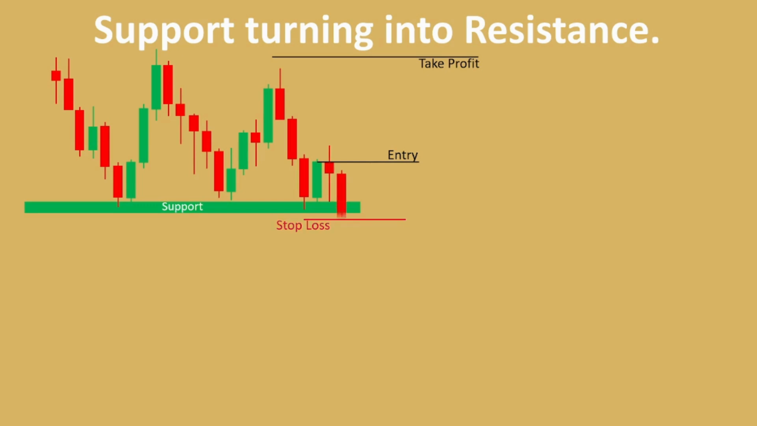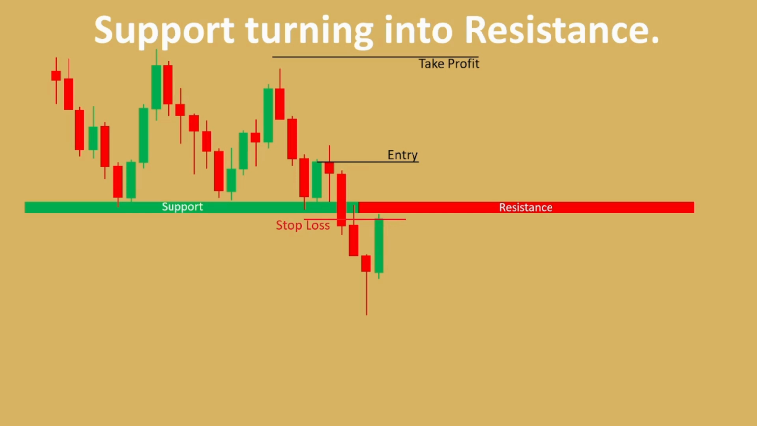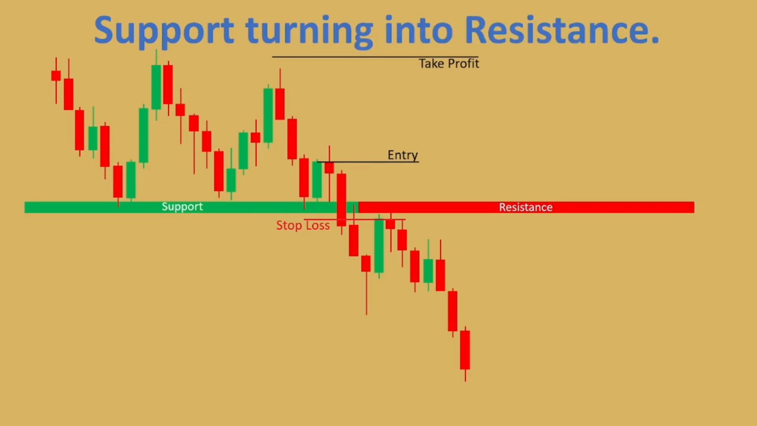Price broke through the support zone, which attracted fresh sellers. Since new sellers entered the market, this support zone now transforms into a resistance zone. When price revisits this zone, the chances of reversal are high. As you can see, price dropped from this resistance zone, confirming its role as a strong barrier. This phenomenon is known as support turning into resistance.